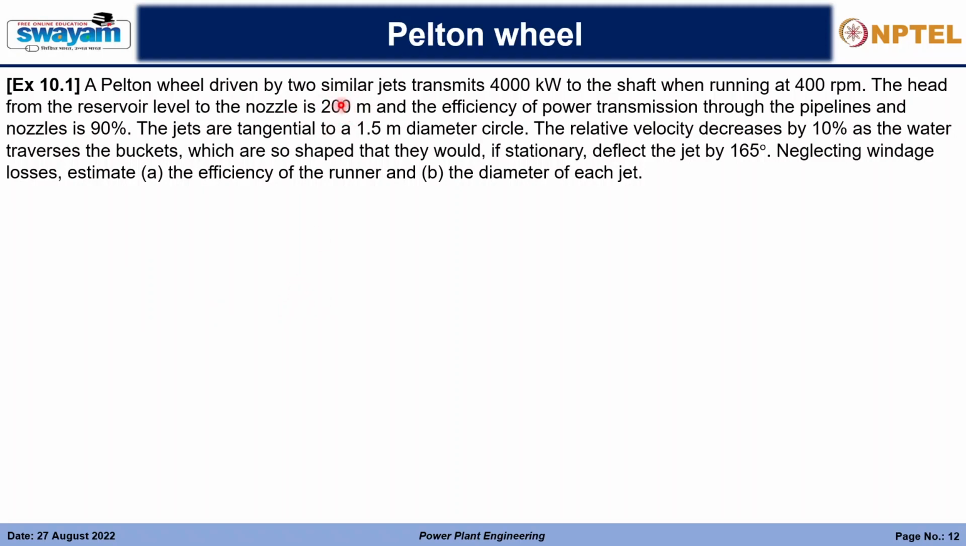So the height is 200 meter, that is the head, and the efficiency of power transmission through the pipelines and the nozzles is 90%. Okay, so we'll see how we can use this. The jets are tangential to a 1.5 meter diameter circle. Okay, the diameter of the circle is 1.5 meter.